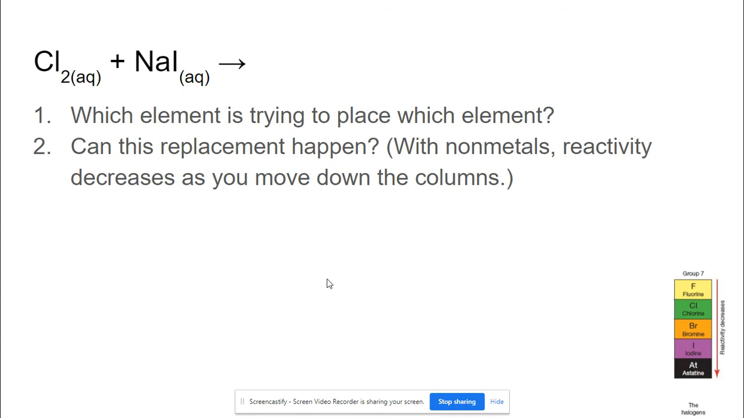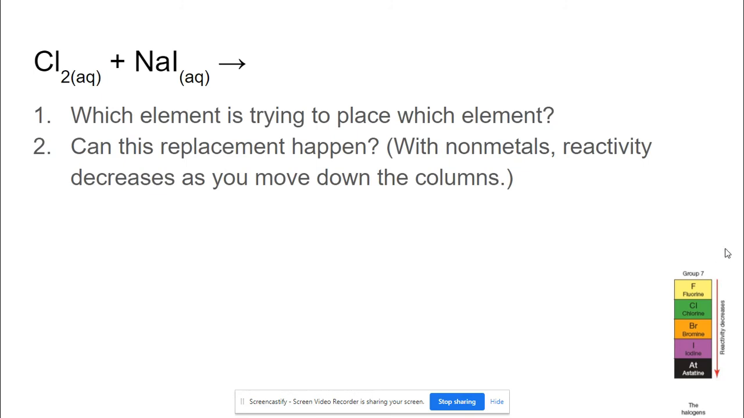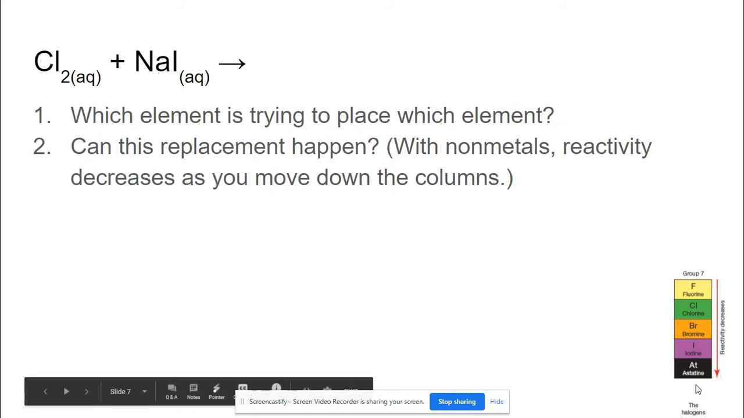Now, can the replacement happen? Nonmetals are not listed in that reactivity series that I gave you before. I have down here the halogens. This is group 7 on the periodic table. These are pretty easy to remember because the most reactive ones are at the top and they get less reactive as you go down. So fluorine is the most reactive nonmetal and it moves down the column. They become less reactive. So in this case, chlorine is trying to replace iodine. Chlorine is more reactive than iodine, so the replacement can happen.